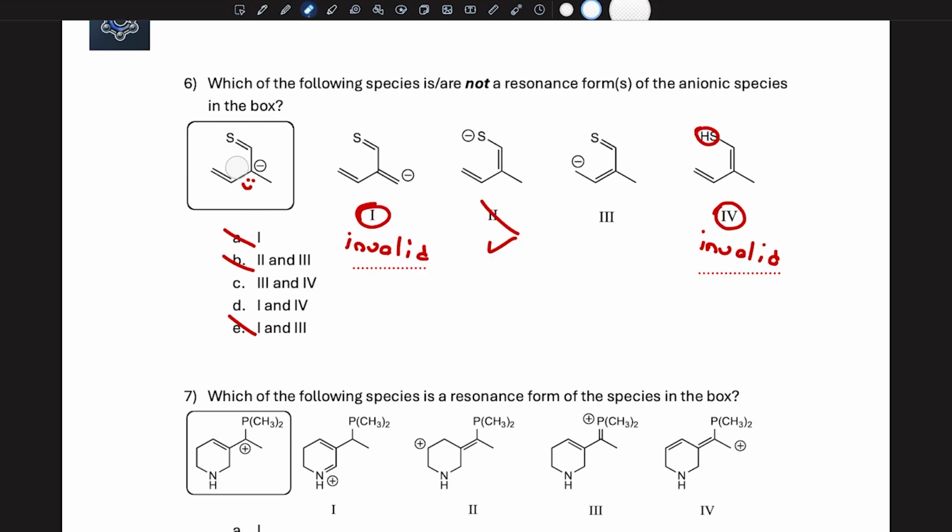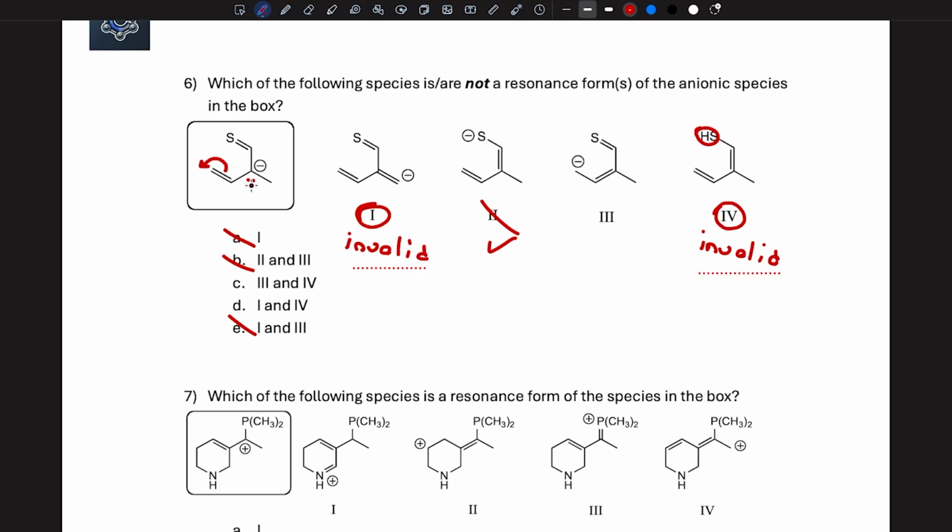Now in the next structure, let's reset. In the next structure, somehow we got rid of this double bond and we formed a negative charge at the end of the carbon, which means we probably took off this double bond and formed a lone pair over here. Is that doable? Completely. We did that in the previous exercises. We can totally do that. But we also formed a double bond over here.